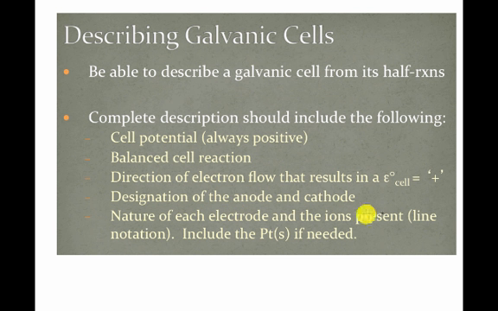The nature of each electrode, ions present, that would be the line notation. Include platinum if necessary. Now I'll show you where platinum is going to come in just a second. What does this say? Be able to describe a galvanic cell. Okay, so just make sure you can remember it's the two half cells, half reactions.